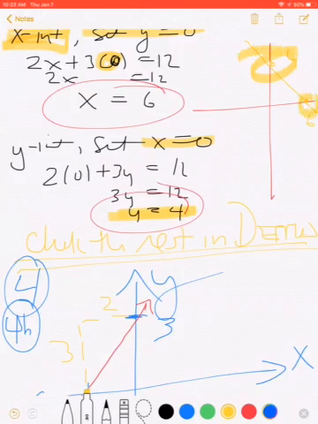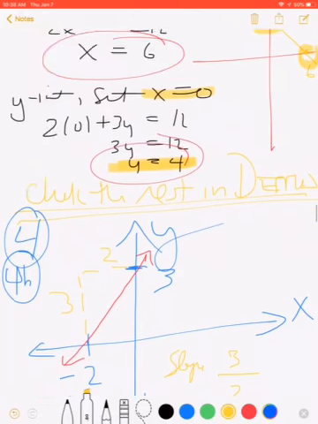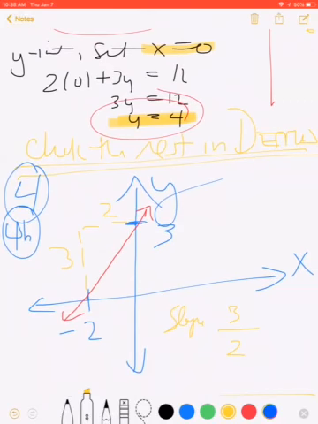Okay? Go on Desmos, put those into Desmos, type them in, check your work on Desmos. It makes your life easier, I think.